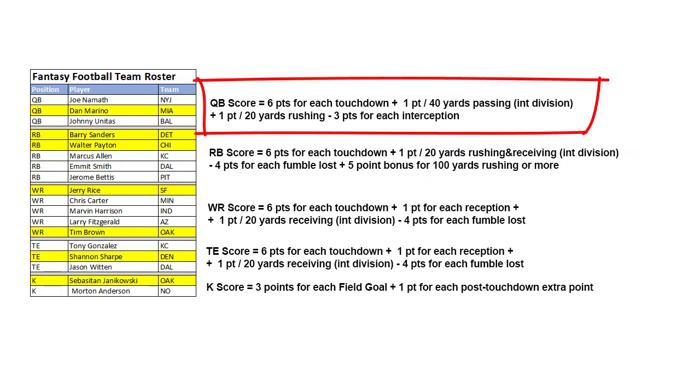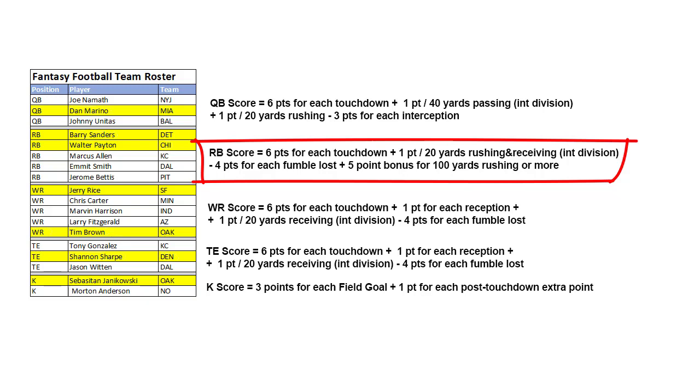A quarterback can get 6 points for a touchdown, a point for every 40 yards passing, a point for 20 yards rushing, but will lose 3 points for each interception thrown. A running back will score 6 points for each touchdown, a point for every 20 combined yards of rushing and receiving, but minus 4 points for each fumble lost, but they'll get a 5-point bonus if they rush for 100 yards or more.